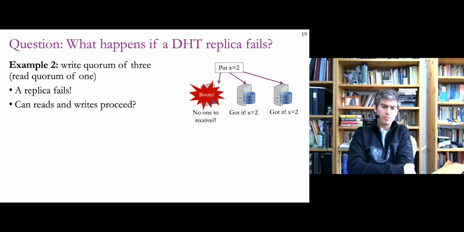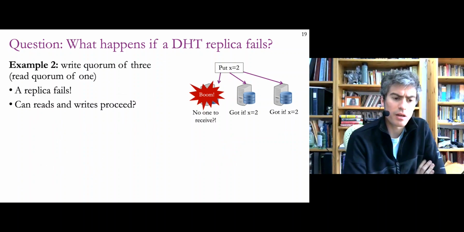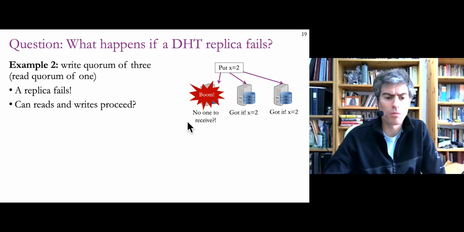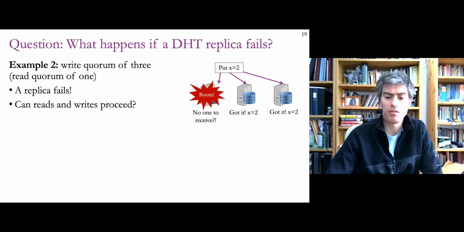All right. Another failure scenario here is I'm using a different quorum strategy. If I have a write quorum of 3 and a read quorum of 1, and I have the same failure, so I'm writing to all 3, one of them fails before the new write arrives. Now I want to ask you, can reads and writes proceed? Even though we only have 2 nodes with the data and 2 nodes available out of 3 replicas, can reads and writes proceed?